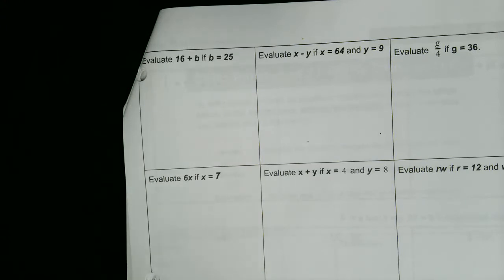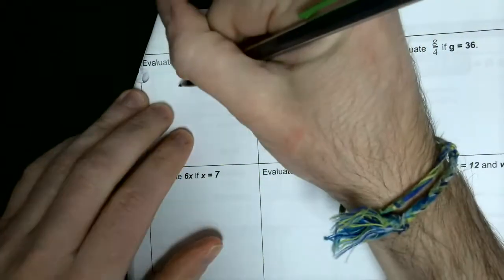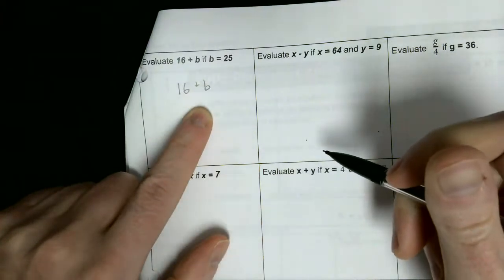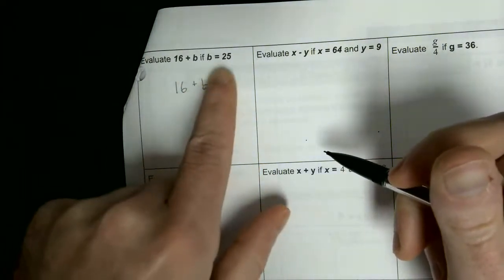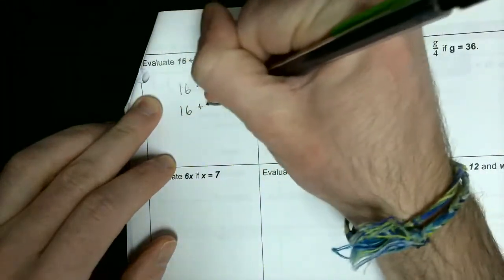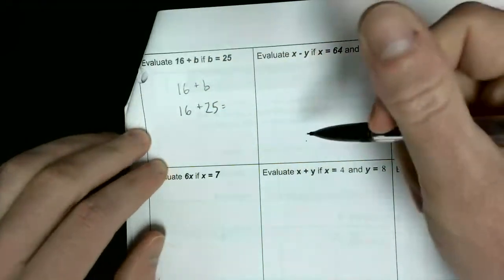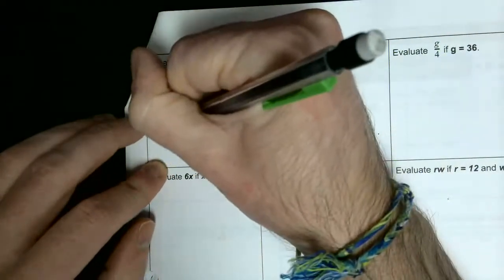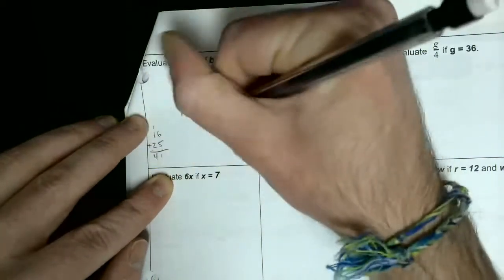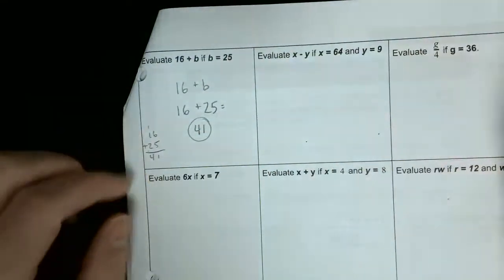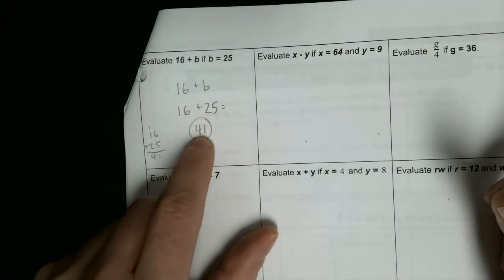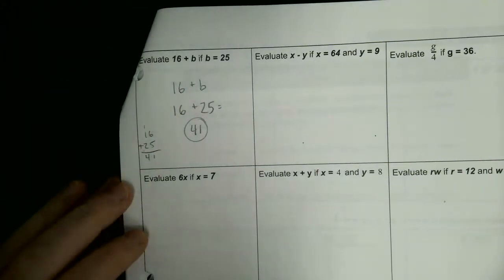So it says evaluate 16 plus b. The first thing I'm going to do is write 16 plus b. Now, if we didn't know what b was, this is as much as we can do. But we do know what b is. B is 25. So in my next row, after writing the expression, I'm going to write 16 plus 25. Of course, if you couldn't do that in your head, you can always do it off to the side. And that's going to be 41. So again, the first step: write the expression with the variable, substitute the variable for the value, and then do the math from there.